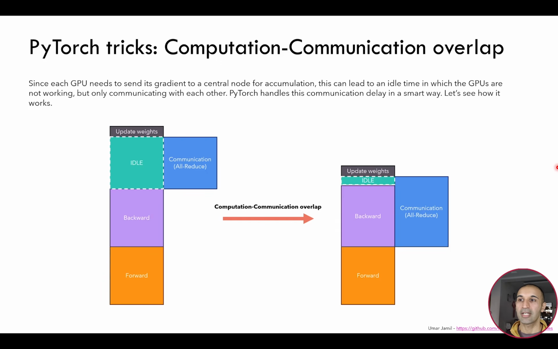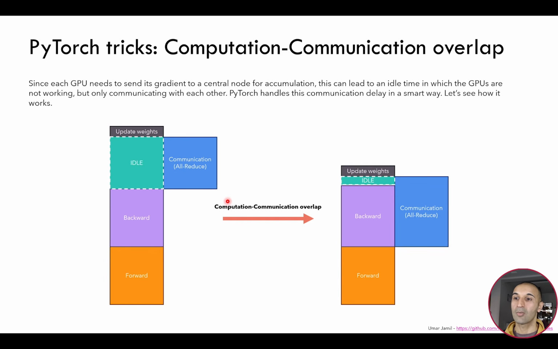Also, there is another very clever trick in PyTorch, which is the computation-communication overlap. Since each GPU needs to send its gradient to a central node for accumulation, this can lead to idle time in which the GPUs are not working because they're communicating, right? So each GPU will perform the forward step, then the backward step, and then there is some communication overhead because GPUs need to synchronize the gradients with each other, calculate the cumulative on one node, and receive back the cumulative one. If we do this operation sequentially, it will lead to a big delay in the GPU, because this time they could do some other meaningful work for the training.